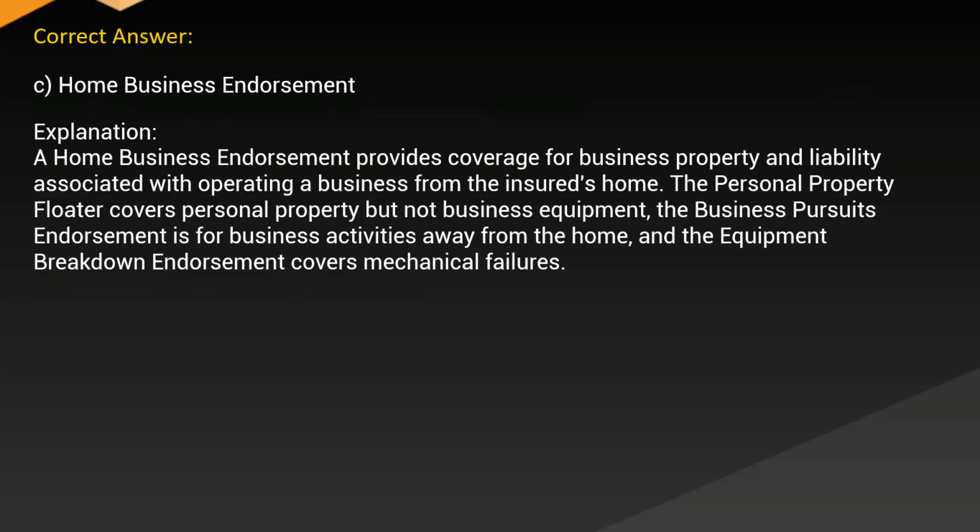Correct answer. C. Home business endorsement. Explanation. A home business endorsement provides coverage for business property and liability associated with operating a business from the insured's home. The personal property floater covers personal property but not business equipment. The business pursuits endorsement is for business activities away from the home, and the equipment breakdown endorsement covers mechanical failures.